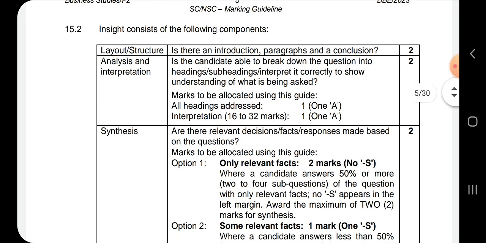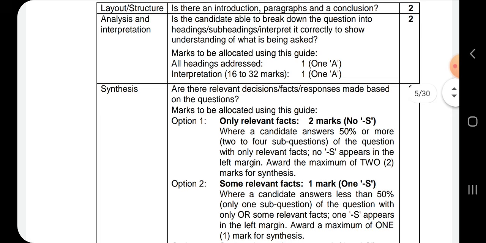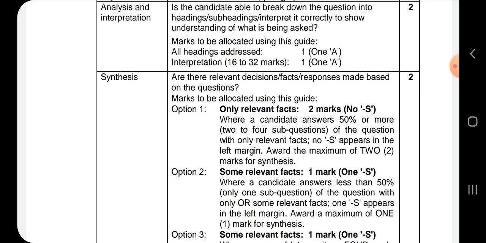Insight consists of the following concepts: analysis and interpretation. Is the candidate able to break down the question into headings, subheadings, and interpret it correctly to show understanding of what is being asked? There are 2 marks. Synthesis: are the relevant decisions, facts, responses made based on the question, or are you now out of line? You're now talking about something else. You are asked about forms of ownership, and you are here talking about sectors of the economy. You will not get the 2 marks.